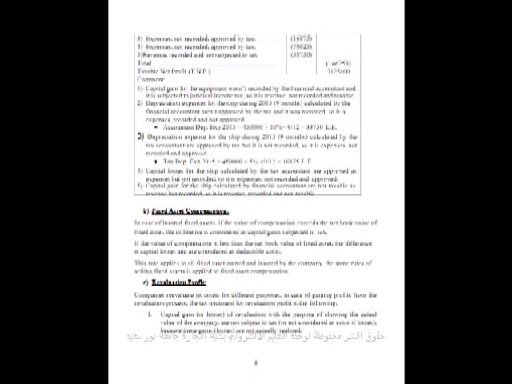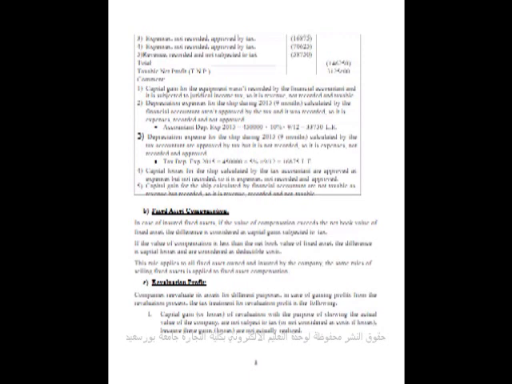Why is it negative? Because it's expenses not recorded and approved by the tax. From where did we get the 16,875? The depreciation expense for this ship during 2015, the 9 months, is equal to 16,875. This amount is approved by the tax but not included among the expenses. So these expenses are not recorded and approved by tax, so it has a negative sign.